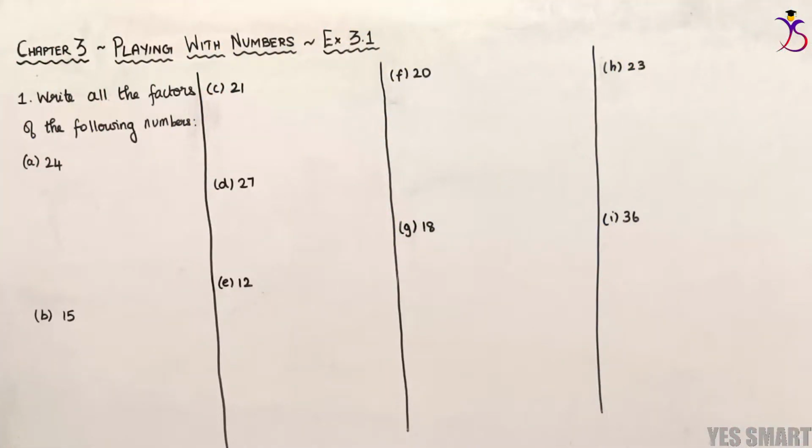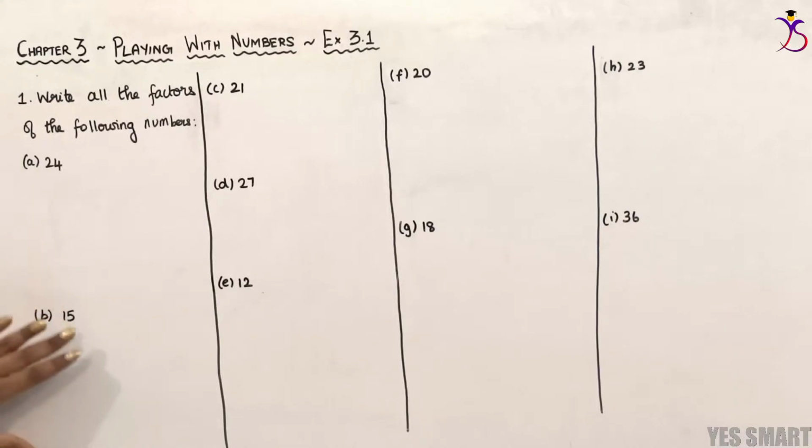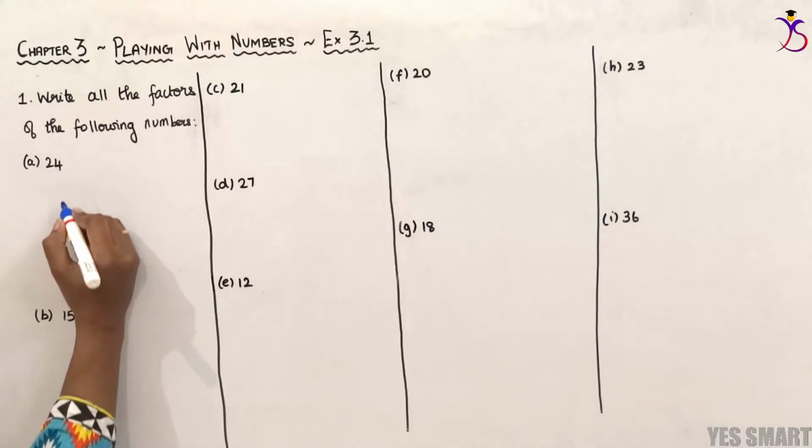Chapter 3, Playing with Numbers, Exercise 3.1. In the first sum, write all the factors of the following numbers. There are various methods to find all the factors, like the tree method, L division method, multiplication method, and also the division method. Let's try each sum with a different method because they haven't given any particular method name. So let's try all the different methods.